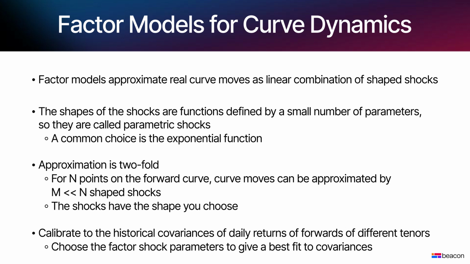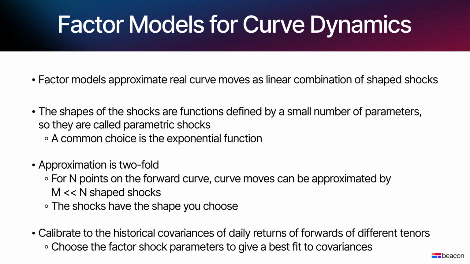But these shocks are functions of parameters. For exponential shocks, the parameters are the strengths of the exponential decay for each factor. The idea then is that you calibrate the model by looking at historical correlations and volatilities, the covariance matrix, and you find the model parameters, those exponential decay coefficients for example, that give you the best fit to historical dynamics.